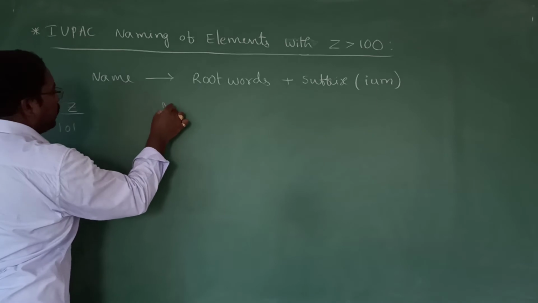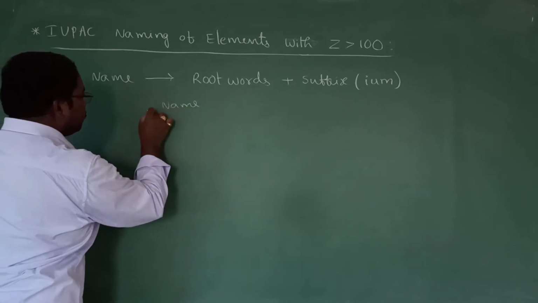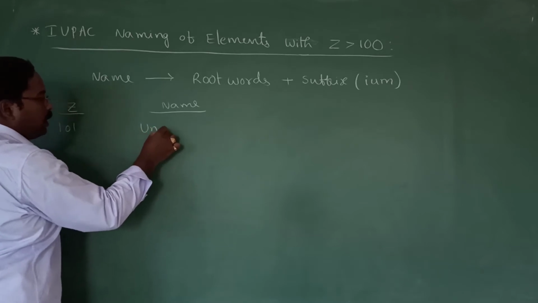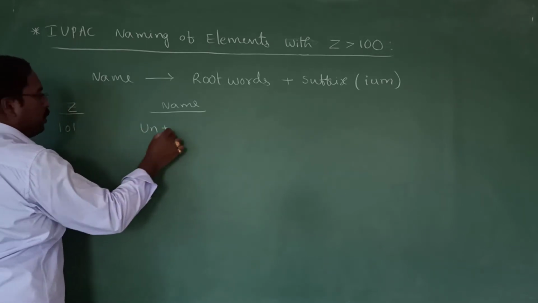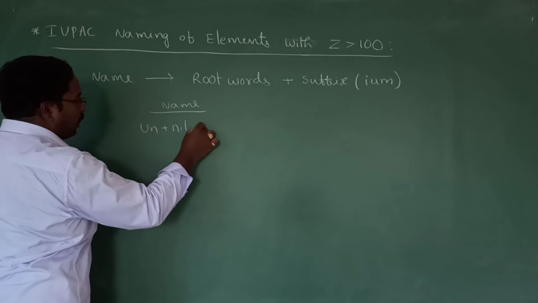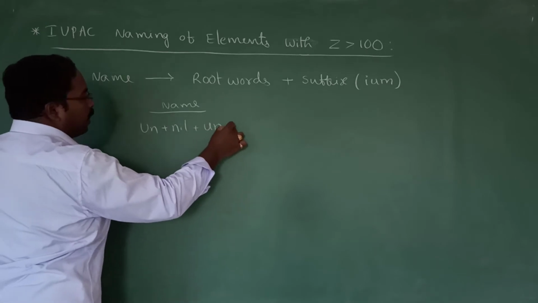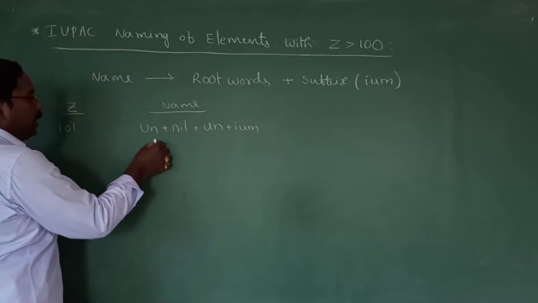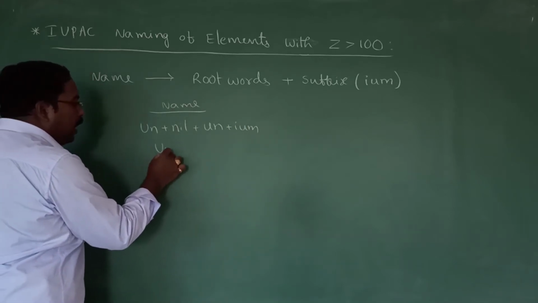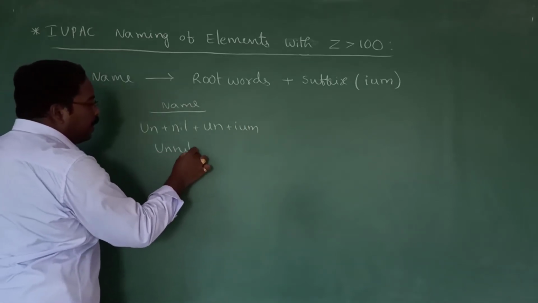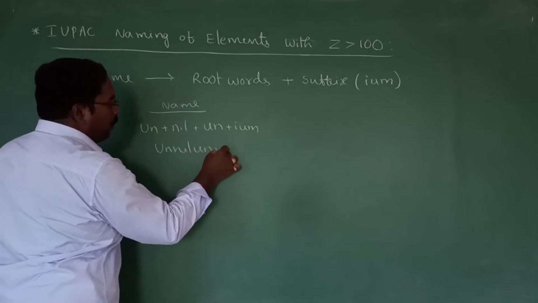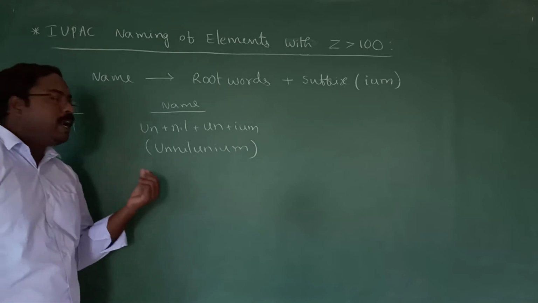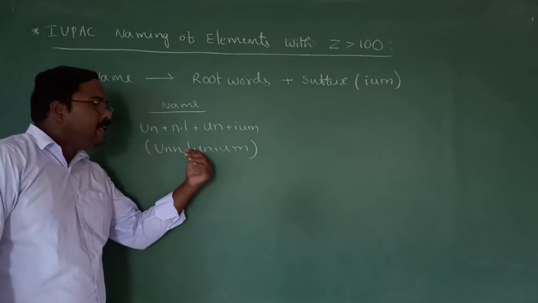Coming to the name of this element, 1 is nothing but its root word un, 0 is nil, again 1 is un. The suffix is IUM. So finally, the name of the element is Unnilunium. The name of the element with the atomic number 101 is Unnilunium.